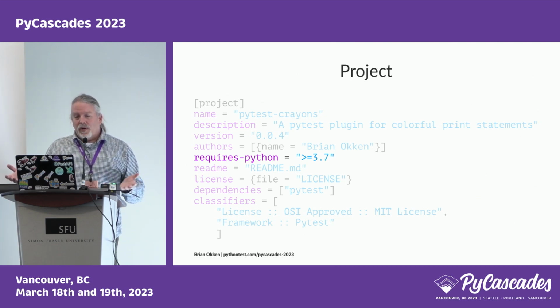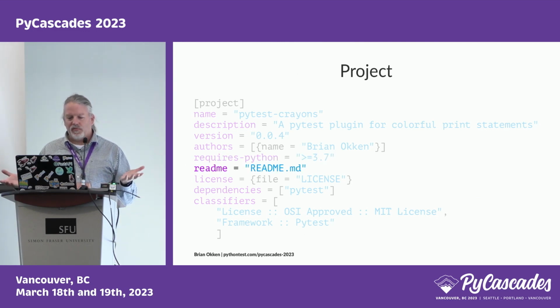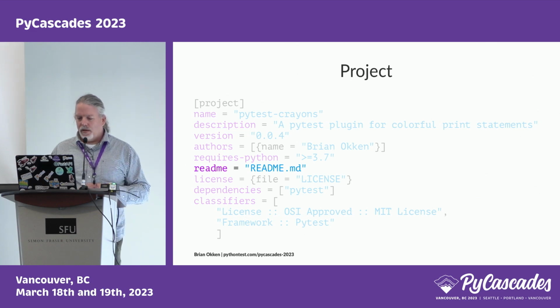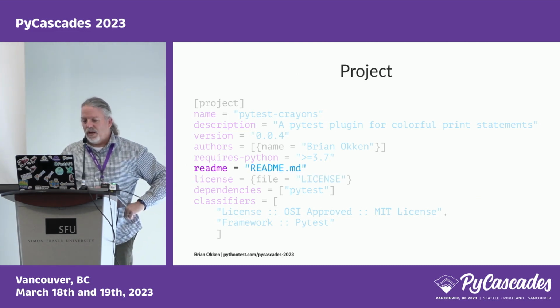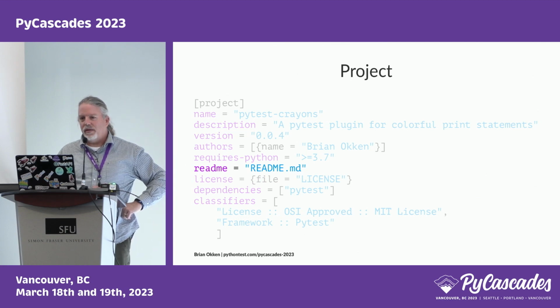I like to include what version of Python this is applicable for. 3.7 is for PyTest plugins because PyTest only supports 3.7 and above for current versions, so why not? That's what I use. Tell everybody where the README is. Tell people where the file is, or the license file. And the reason why these formats are different, I'll go ask Brett. I think he knows.